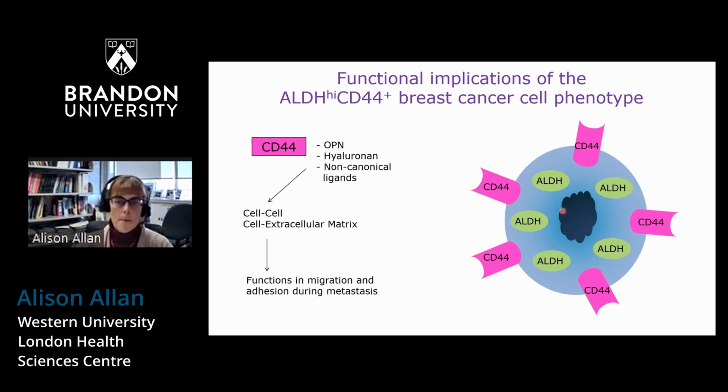And then there is the combination of this ALDH with the high expression of the CD44 receptor. CD44 also has known functional importance in cancers. It's a receptor for osteopontin and hyaluronan as canonical ligands, and it also has a number of non-canonical ligands, which will become important later in the talk. CD44 is really important for cell-cell and cell-matrix interaction, so the ability of cells to talk to each other. And it has known functions in cell migration and cell adhesion during metastasis.